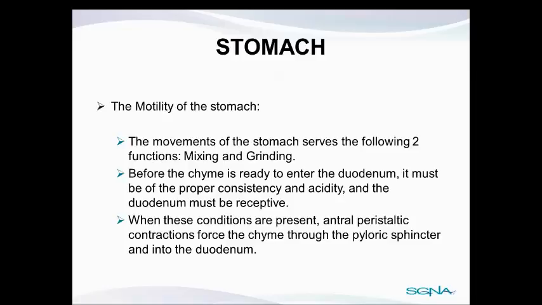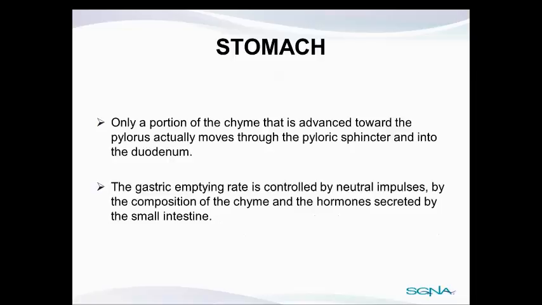The peristaltic movement of chyme slowly moves toward the pylorus at the rate of about 3 waves per minute. Before the chyme is ready to enter the duodenum, it must be the proper consistency, and the duodenum must be receptive to the bolus of food. When these conditions are present, the antral peristaltic contractions force the chyme through the pyloric sphincter into the duodenum.